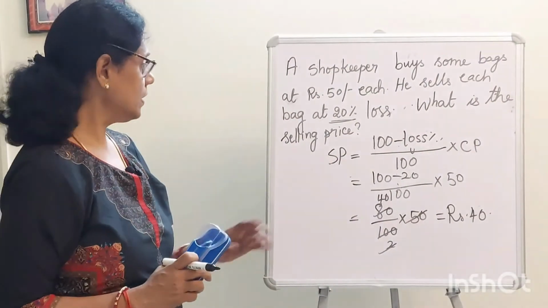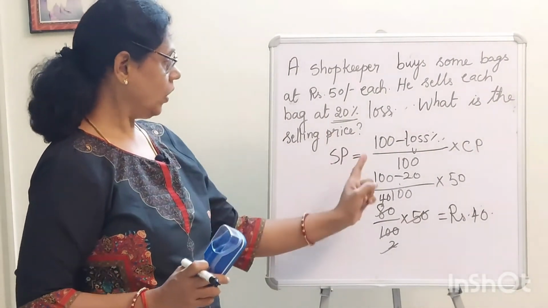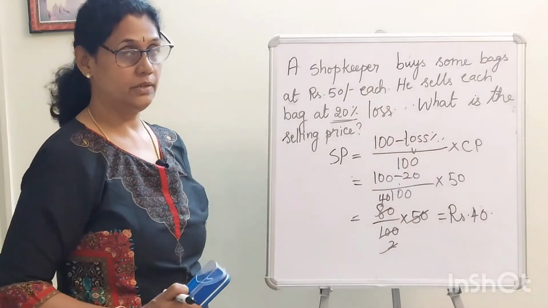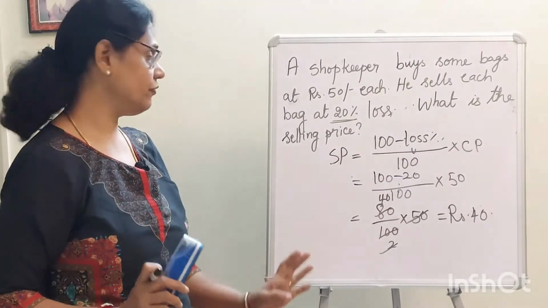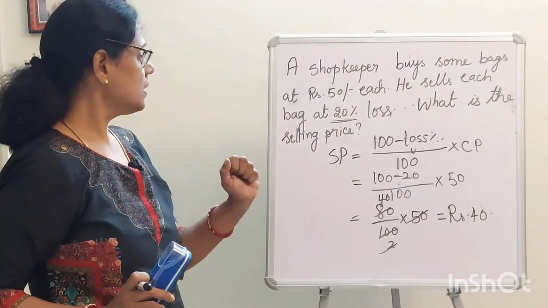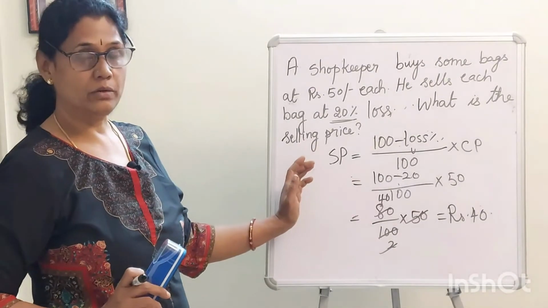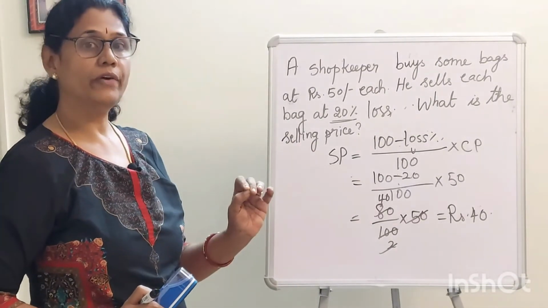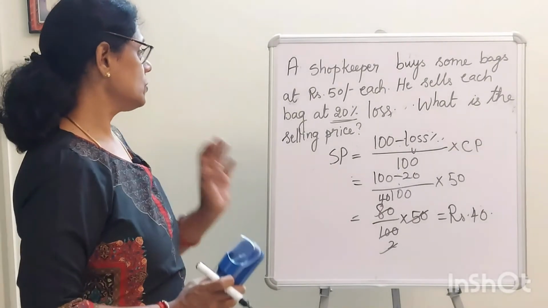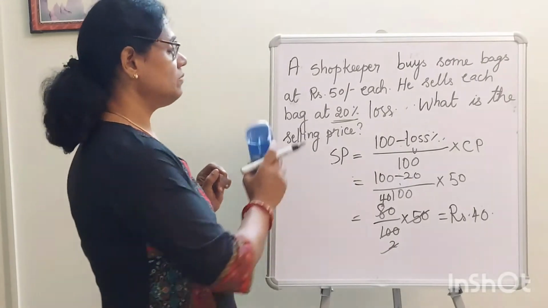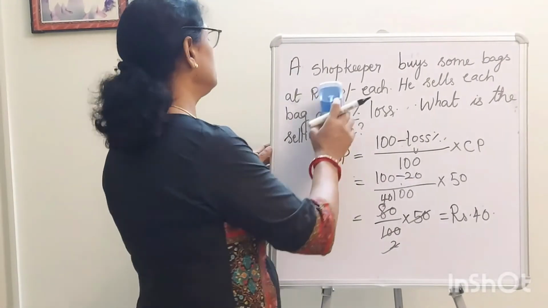Got it? Understood? So if it is a loss, then 100 minus loss percent. If it is a profit, then it is 100 plus profit percent. That is the difference. Okay. Now this is the selling price you have to find out. In case you have to find out the cost price, there is a different formula for that. So that also you should remember. So I am just changing the same problem.